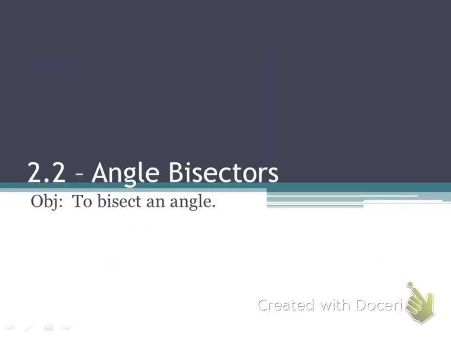So today we are doing section 2.2. It's all about angle bisectors. Make sure you get the title, the section number, and the objective. If you are someone that likes to plan ahead, there are 4 examples today, but the 4th one has 2 parts.